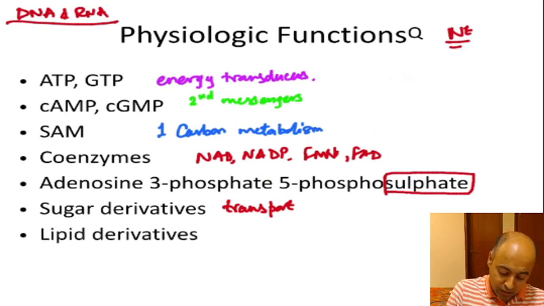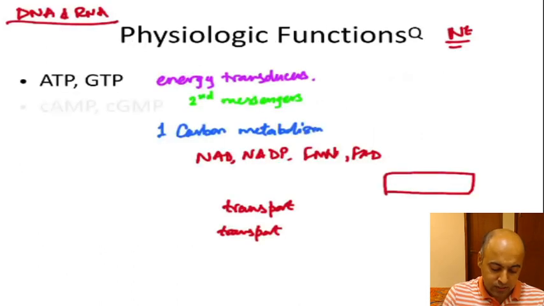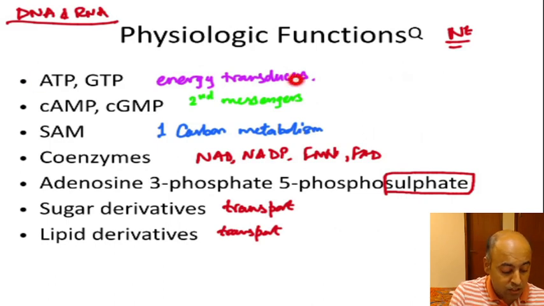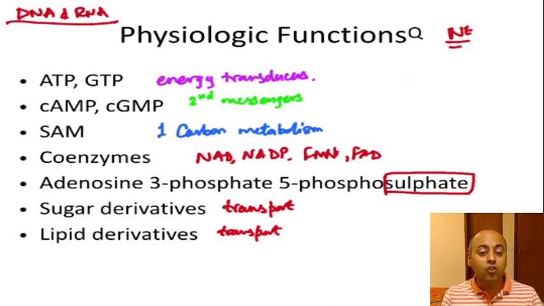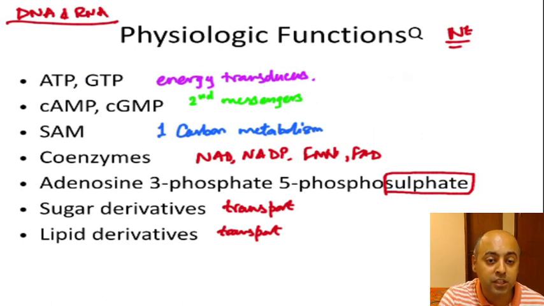So they are also transporting lipid derivatives. And so what you can see here is that a large number of additional functions are being performed by the nucleotides, and some of them are very vital to the survival of the cell. If the energy transducer function is not active, then most of the cells will not be able to survive. Second messenger is very vital for the cells to interact with the hormonal influence which is being exerted by the neurological system. Similarly, one carbon metabolism is very vital for a large number of metabolic activities, right?